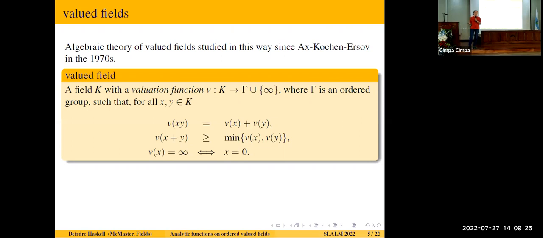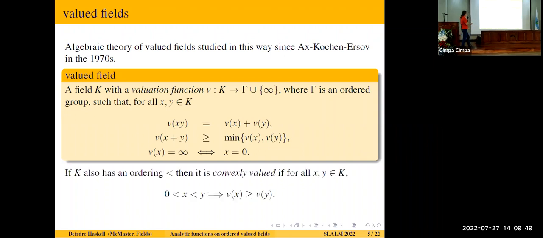This is not the same kind of valuation function that we were hearing about yesterday, where the valuation gave a true or false. Here, our valuation is intended to give us some notion of size in the field. We fix an ordered group gamma, and the valuation is a function which is a homomorphism from the multiplicative structure of the field to the additive structure of the group.